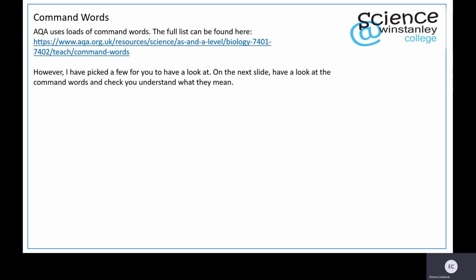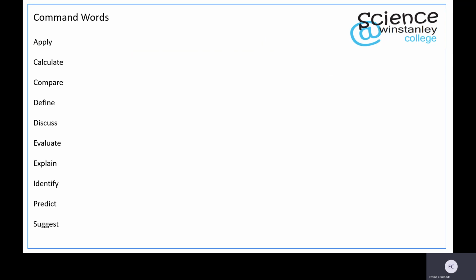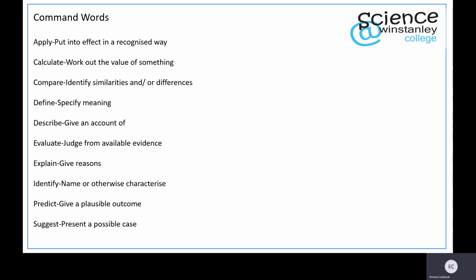On the next slide, have a look at the command words and check you understand what they mean. So write down the definition for each command word, and then you can check your answers on the next slide. So here is what AQA mean by their different command words. To apply means to put into effect in a recognised way. So apply your knowledge to a particular question example, okay?